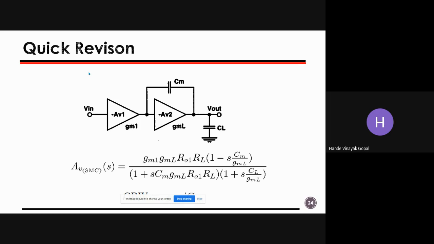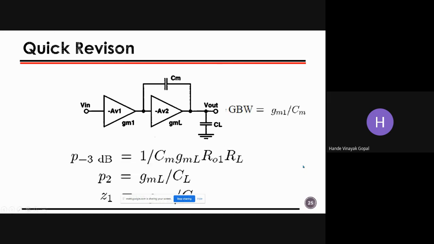One is a dominant pole, which is created because of CM, and another non-dominant pole, which is GM2 by CL, which I can call the first non-dominant pole. But unfortunately, we get another term in the numerator. We can see in the bracket it is 1 minus SCM divided by GM2, right? It is nothing but an RHP zero, and an RHP zero is considered very bad, right? It is bad in all senses. It reduces the gain, it reduces the phase, so people always like to avoid the RHP zero, right?